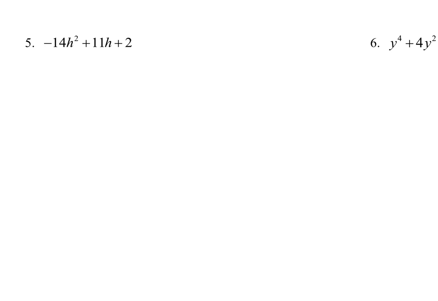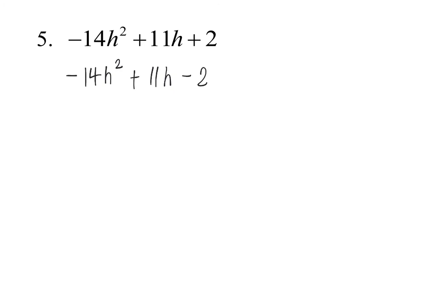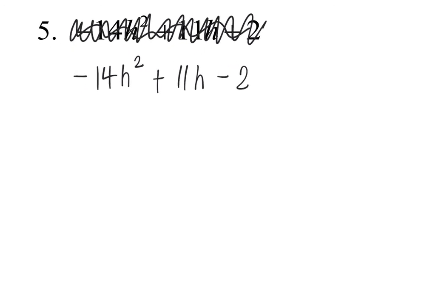Before we get started on number 5, I want to tell you to rewrite the problem. This is actually not the problem that we intended on being there. Negative 14h squared plus 11h minus 2. So we weren't intending on that 2 being positive like it was. Okay, so our directions are to factor it completely.